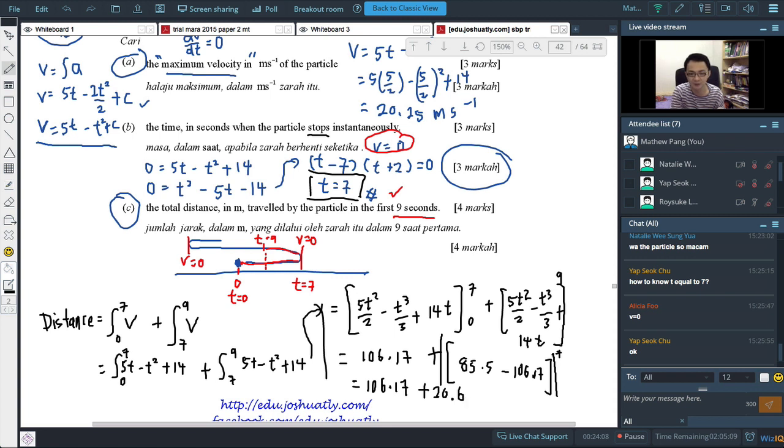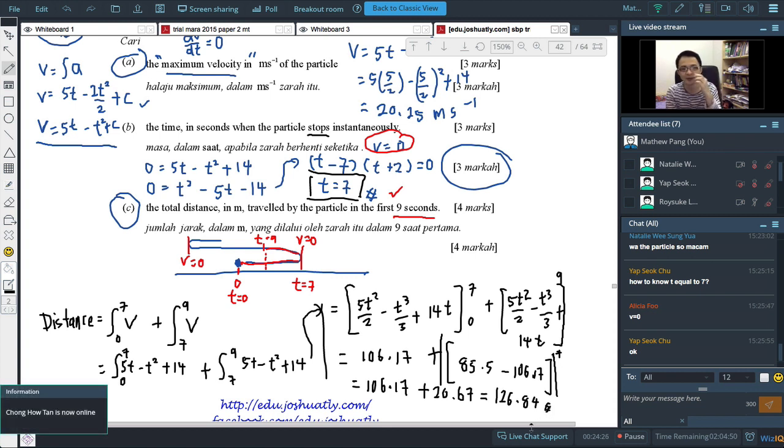So 20.67 plus 106.17, you'll get 126.84. Alright, so this is how we find the total distance. If you want to learn about the second method, it's actually the same idea, but we just write down the answer and see if the second method gets the same answer or not.